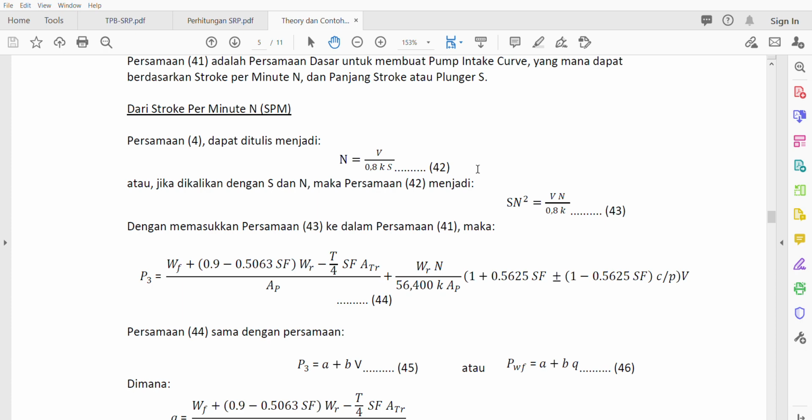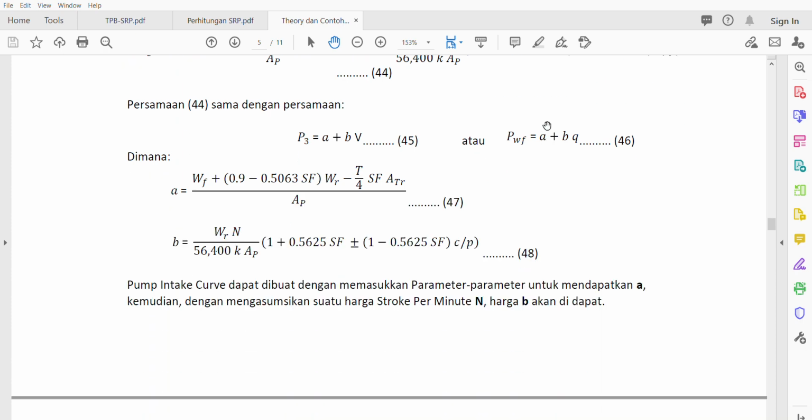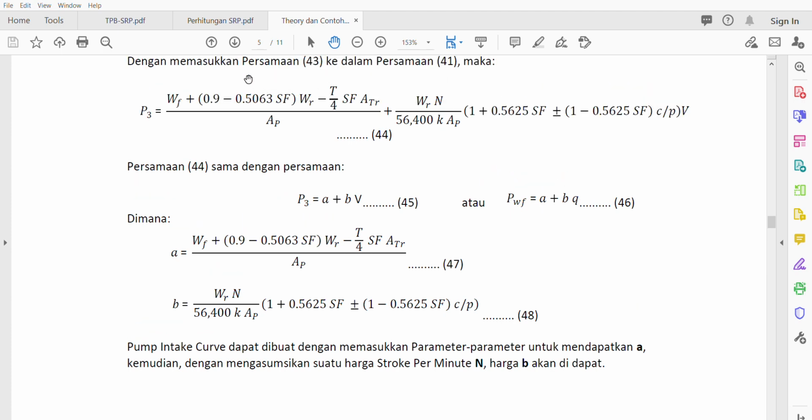So the last time we had PWF equal to A plus BQ. A is this whole number and B is this whole number. For a certain n, so we have to decide a certain n, we can make the pump intake curve to get an A, and then make an assumption of n, so we can have the B. So by using a certain n, we have A and B.